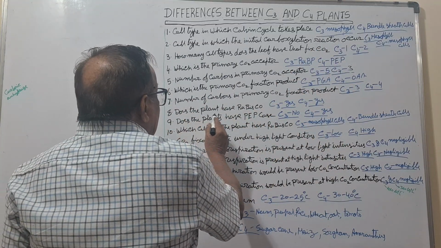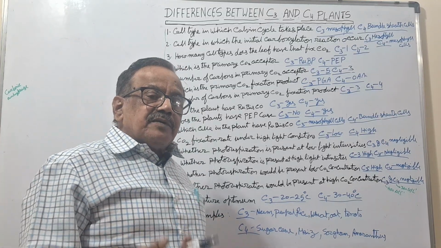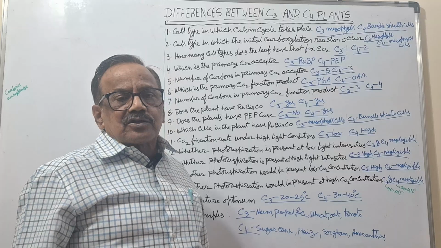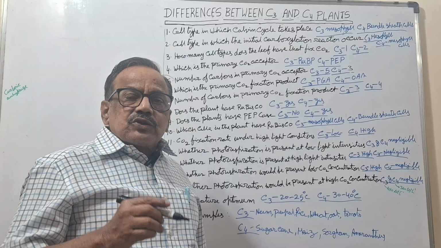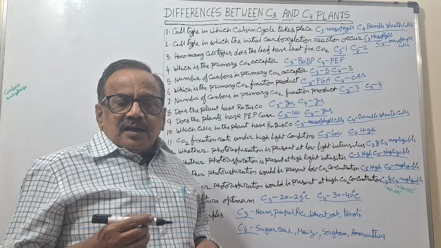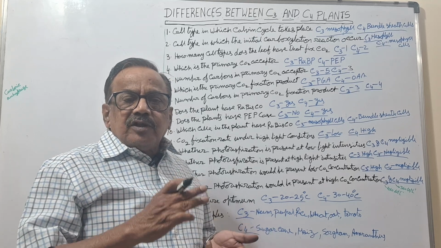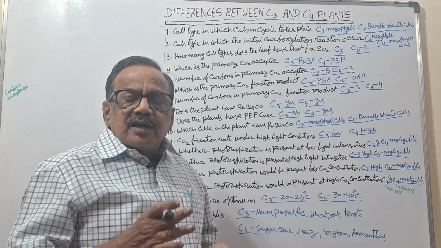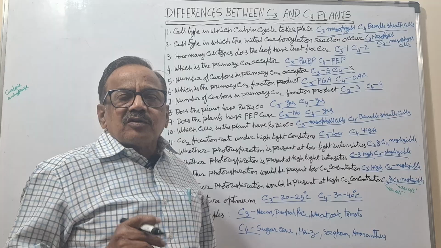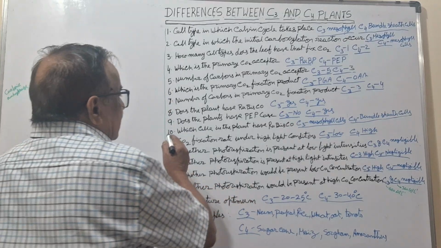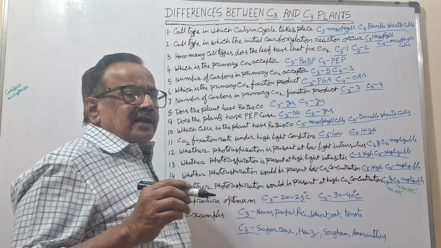Does the plant have Rubisco? Yes. Whether it is a C3 or C4 plant, both will have Rubisco. Why? Because Rubisco is the most important enzyme which fixes the carbon dioxide in the Calvin cycle. RuBP takes one carbon dioxide and becomes a 6 carbon compound. Immediately it divides into the 3 carbon compound, phosphoglyceric acid. So Rubisco is important and it will be present.